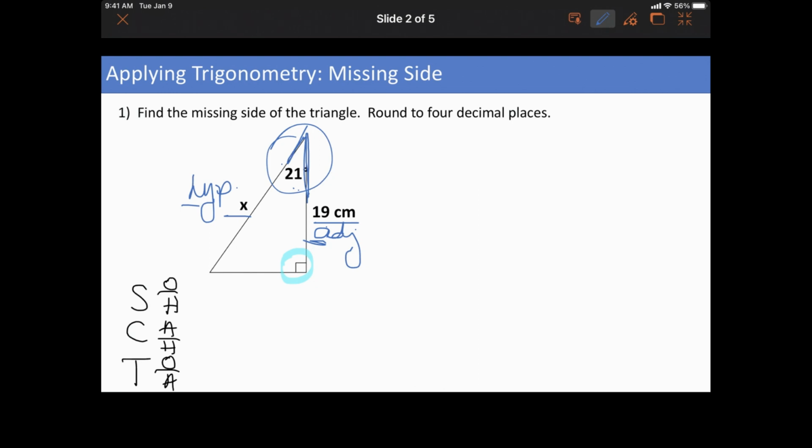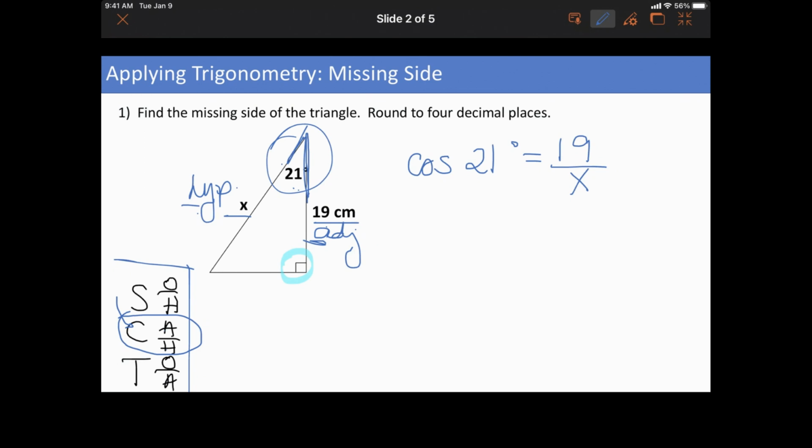So looking here, which one is AH? Well, AH is here: adjacent over hypotenuse, and that goes with cosine. So I'm going to use cosine. That's the function I'm going to use. Cosine of 21 degrees equals adjacent, which is 19, over x. And it's whatever that ratio is, adjacent over hypotenuse. And then we're just going to solve for this.